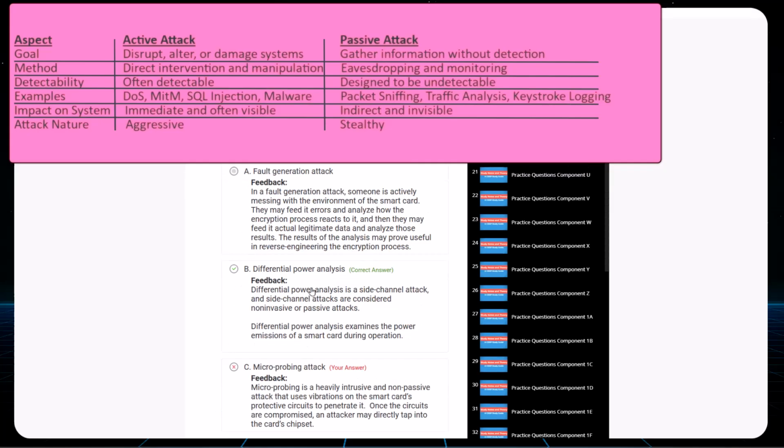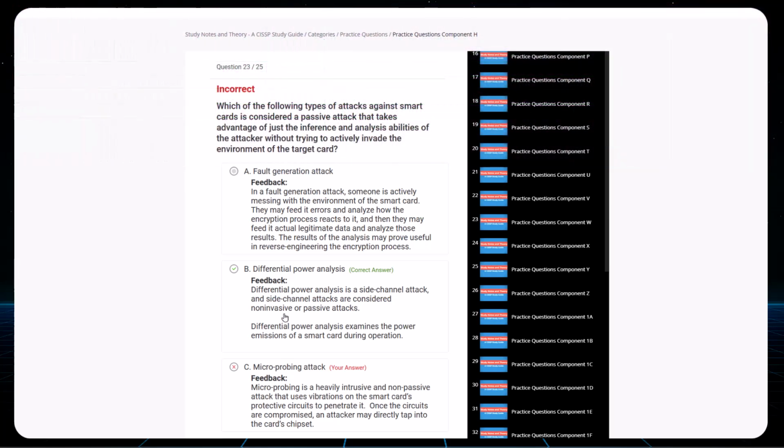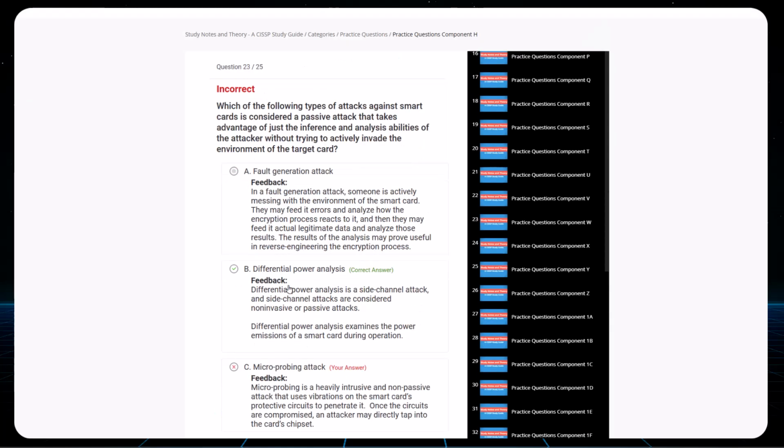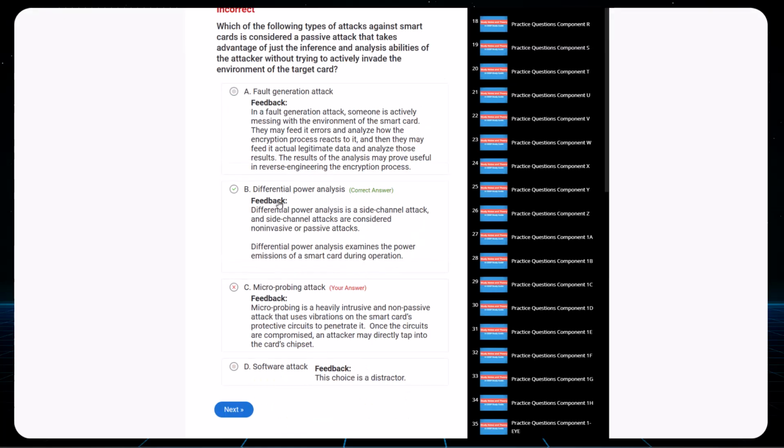Differential power analysis. Why? Differential power analysis is a side channel attack, and side channel attacks are considered non-invasive or passive attacks, because the other choices must be active attacks, right? Yeah, fault generation attack, yes, that is someone actively messing with the environment of the smart card. That's an active attack. Choice C, micro probing attack, that's a non-passive, active attack.